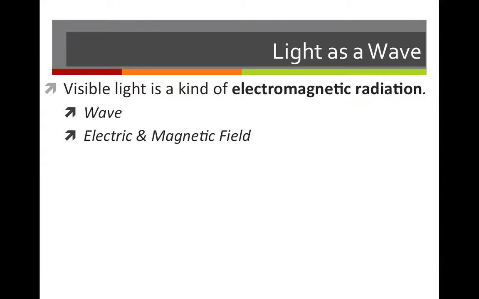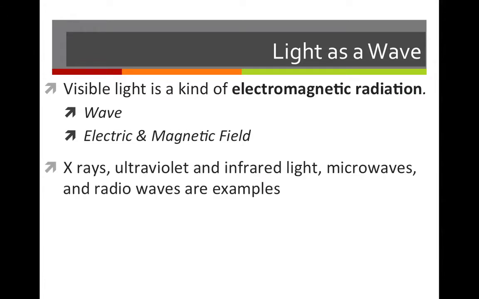Electromagnetic radiation is a wave, and true to its name, it means that it has an electric and a magnetic field. Okay? So light carries an electric field, and it also carries a magnetic field. And some types of that are X-rays, ultraviolet, infrared, microwaves, just like a microwave oven. Radio waves, these are all types of electromagnetic radiation, and these are all types of light.